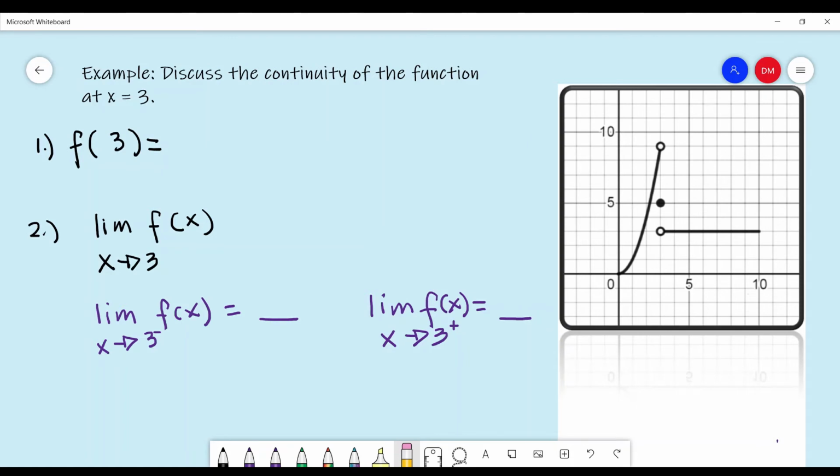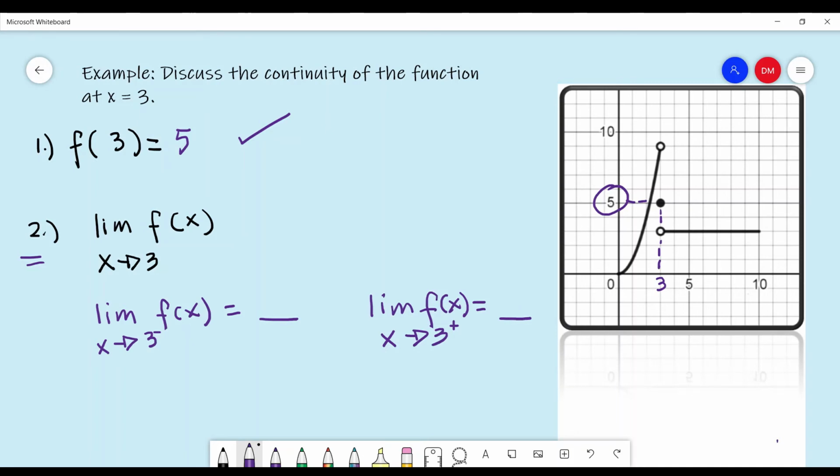Now going back to the conditions again. So let us solve for the first one. What is f of 3? So at x equals 3, what is y? Positive 5. So condition number 1, check. How about number 2? Does the limit of the function exist? So we will check that.